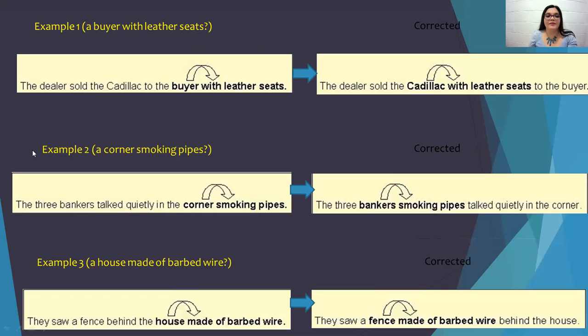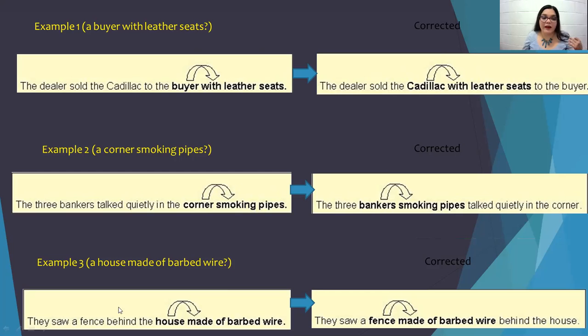Example 1. The dealer sold the Cadillac to the buyer with leather seats. The buyer with leather seats? The dealer sold the car with leather seats to the buyer. That's different, that's clear. Example 2. The three bankers talked quietly in the corner smoking pipes. A corner smoking pipes? A corrected version of this one is the three bankers smoking pipes talked quietly in the corner.